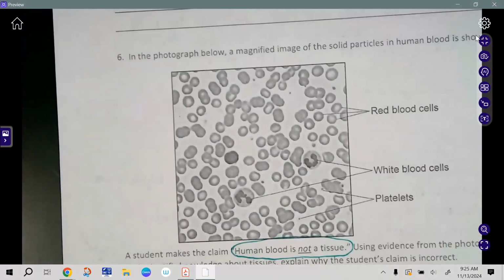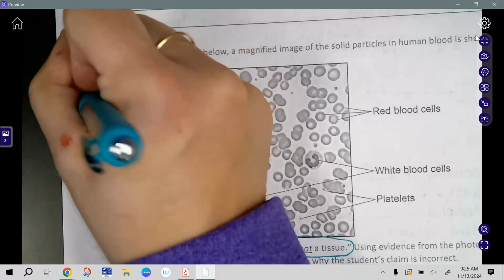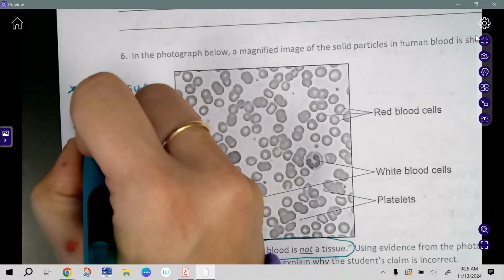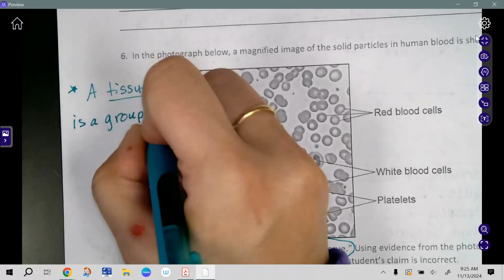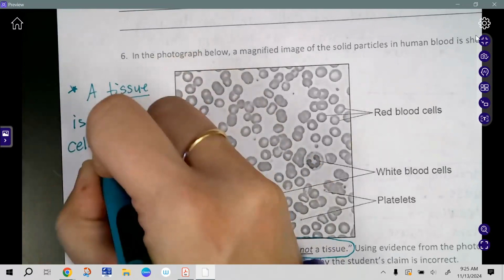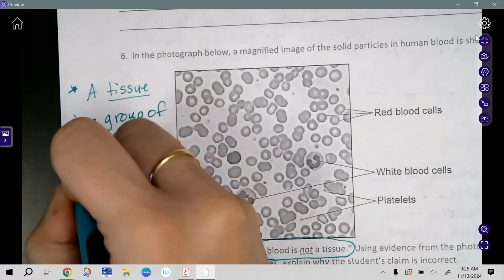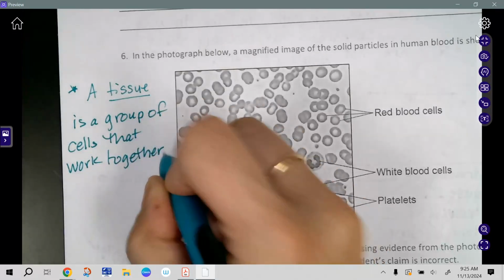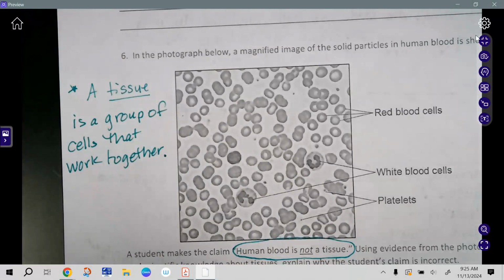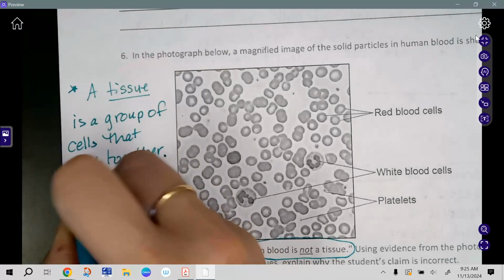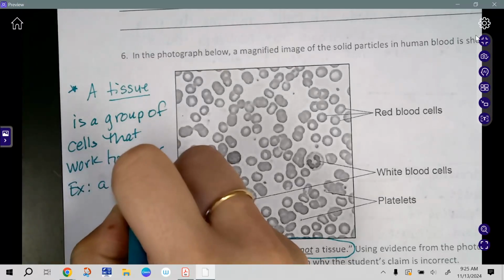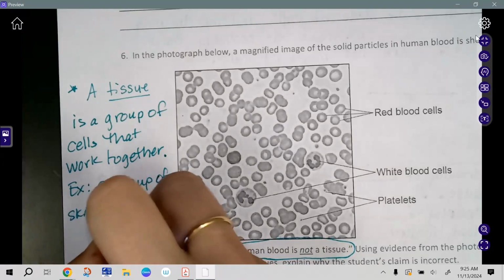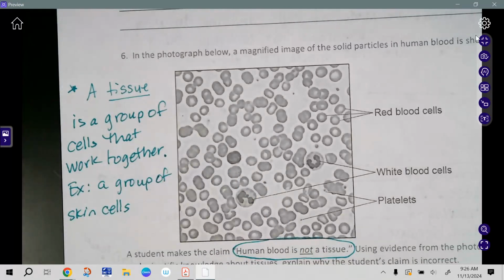So I'm going to make a little note right over here. A tissue is a group of cells that work together, okay? And it's to do a job. So an example might be a group of skin cells that are all working together to protect the body.